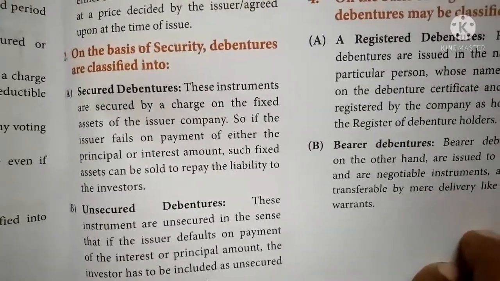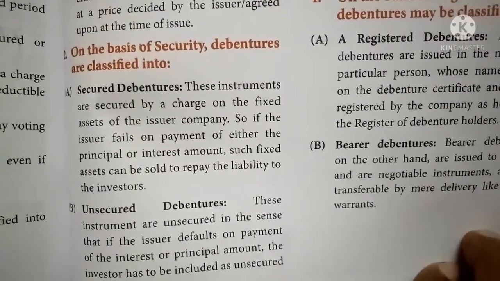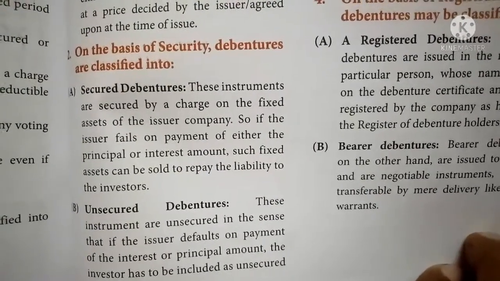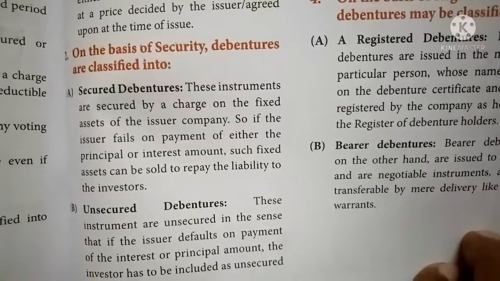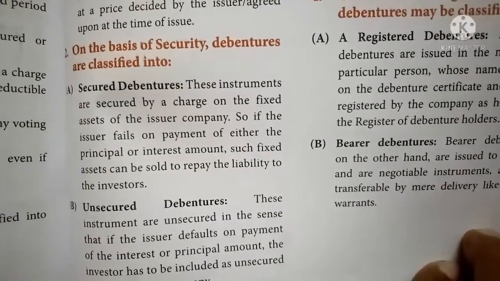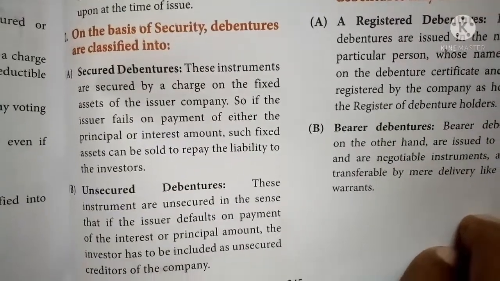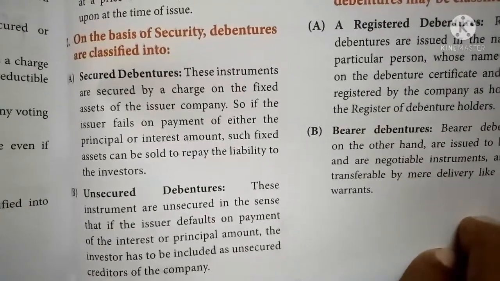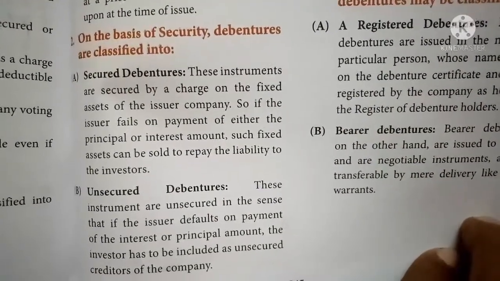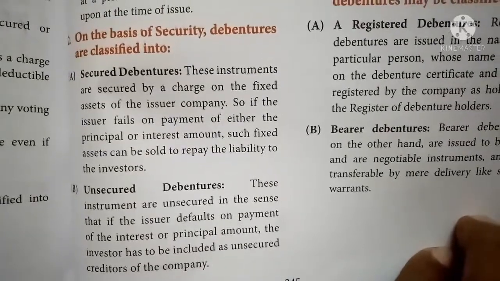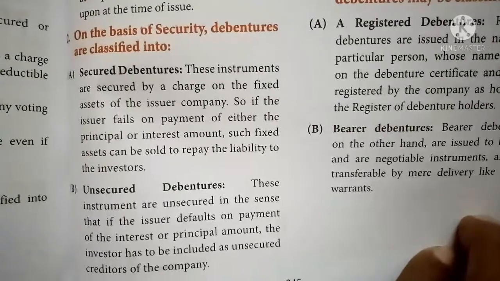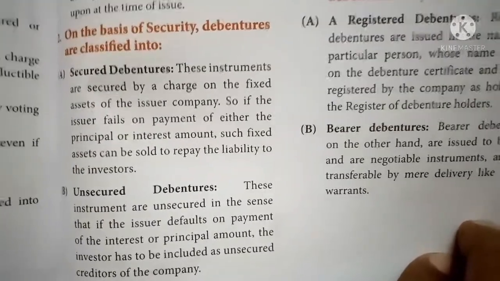So, if the issuer fails on payment of either the principal amount or interest amount, such fixed asset can be sold to repay the liability of the debenture holder. Unsecured debentures. These instruments are unsecured in the sense that if the issuer defaults on payment of the interest or principal, the investor has to be included as an unsecured creditor of the company.